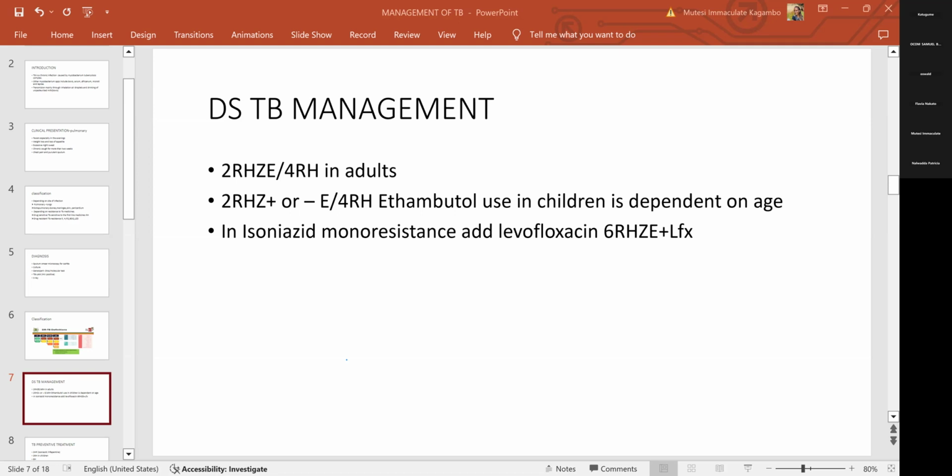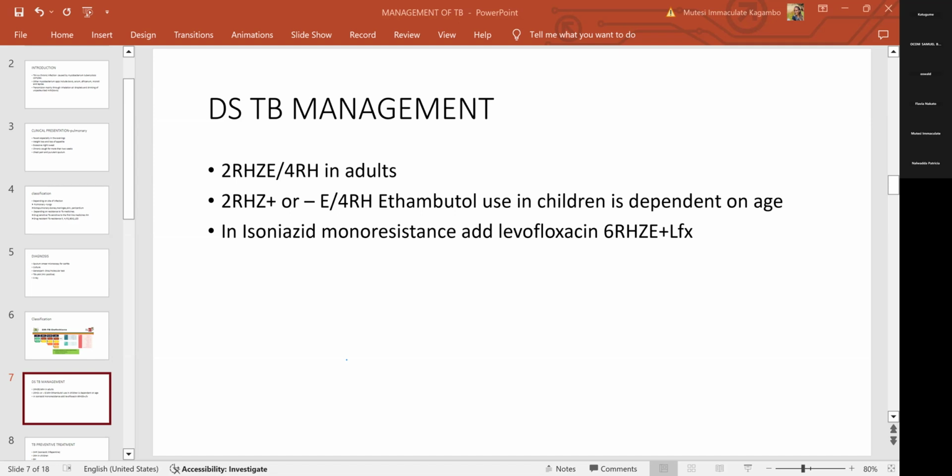I hope this point is clear, because somebody is going to ask me, if there's isoniazid monoresistance, why are we again still having isoniazid in the treatment? Just because these pills come as fixed dose, like all the 4 combinations in one. So there's no way we can remove it. But ideally, the isoniazid in this case is now playing no role, okay? So what we add is the levofloxacin to back it up.